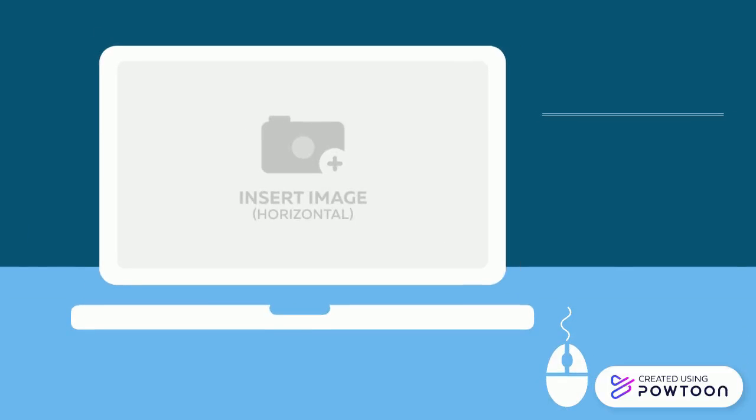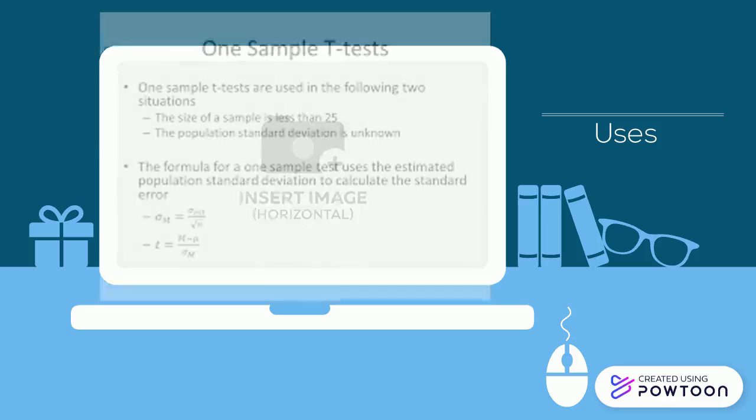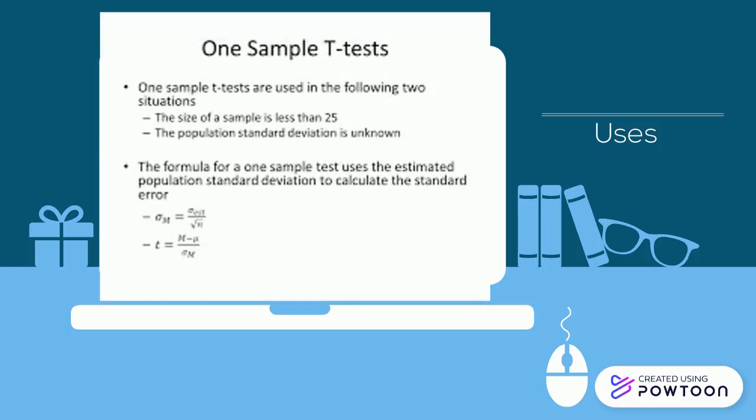One-sample t-tests are used in the following two situations: the size of a sample is less than 25, or the population standard deviation is unknown.